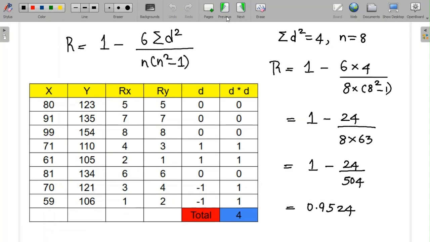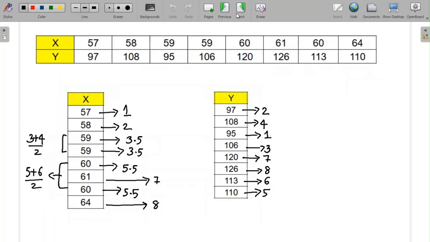Now we'll go to another problem. Let's look at this problem considering two sets of values x and y, each having 8 observations. Here, though, we find that there are numbers repeated. In X, 57 and 58 get first and second ranks respectively. But for the third rank, there is a tie. For the third rank, we see that there are two observations at 59. So we choose to average the ranks. The third and fourth ranks are averaged: 3 plus 4 by 2 gives us 3.5.